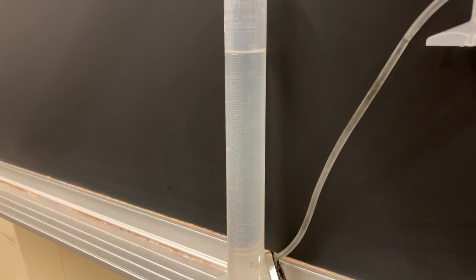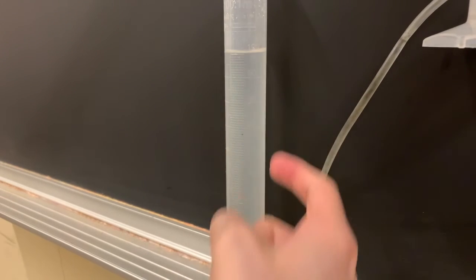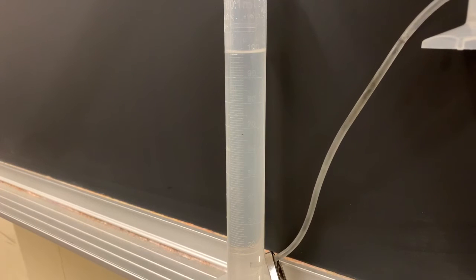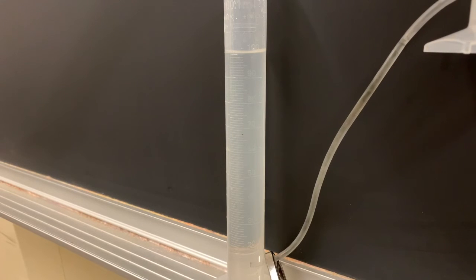Here's the full graduated cylinder. You can see the volume markings going down here on the right-hand side. They're in milliliters, so this graduated cylinder is currently filled to 100 milliliters. I'm now going to allow water to flow from this graduated cylinder into the other.